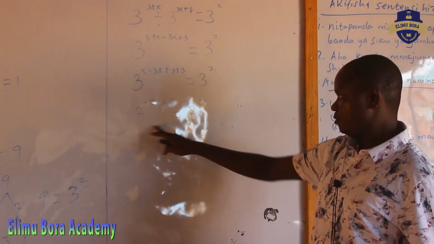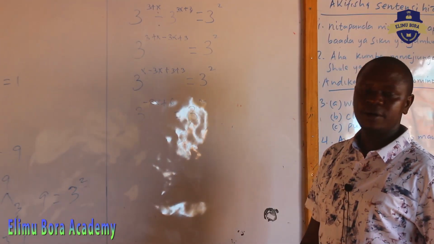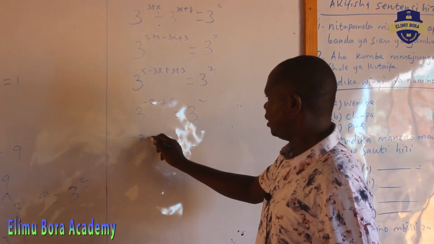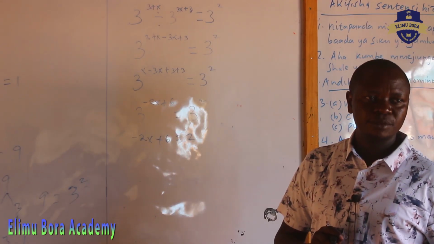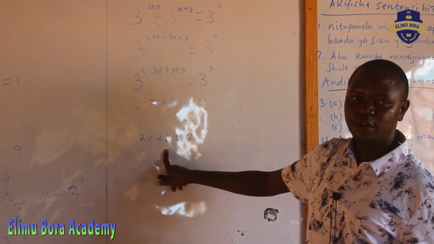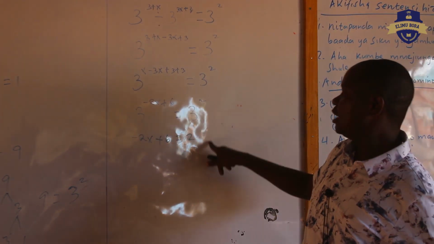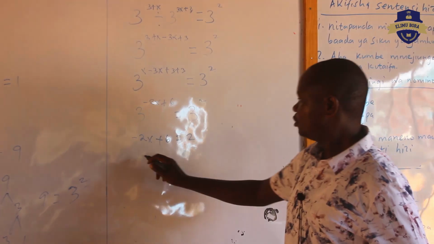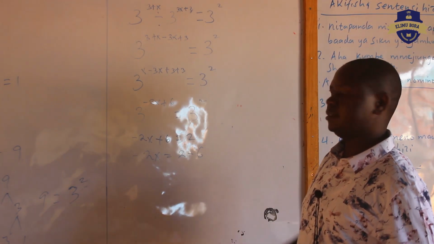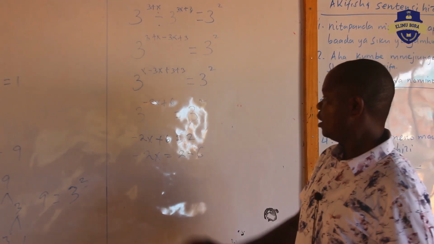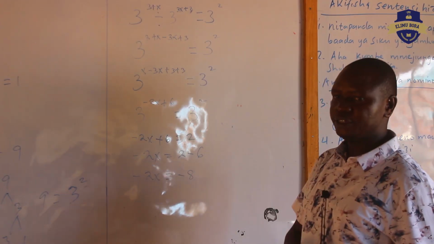Sawa? Now, the bases are the same. We drop the bases. We deal with what? The powers. So we are having negative 2x plus 6 is equal to 2. We collect the like terms, isn't it? 6 on the left hand side is positive. When it moves to the right hand side inakuwa negative. So kutabaki na negative 2x is equal to 2 minus 6. Sawa? So this one remains negative 2x is equal to negative 8.